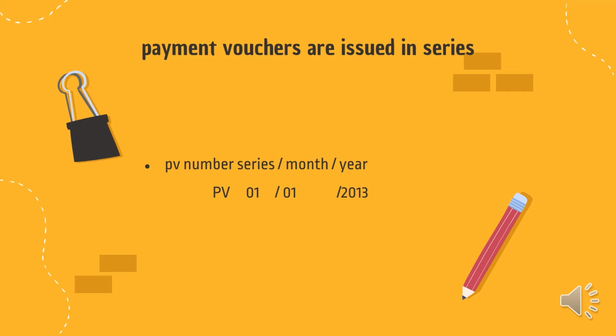In the payment voucher document, there is the PV number or number of the document. In the document, the number is set according to series number, month and year.